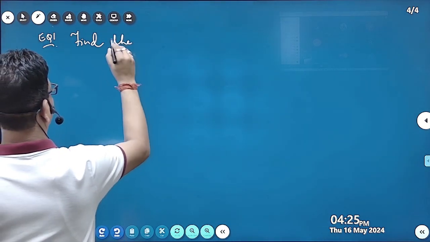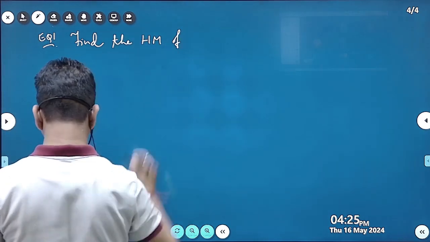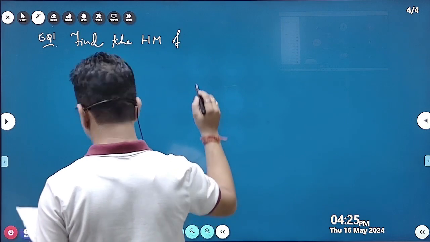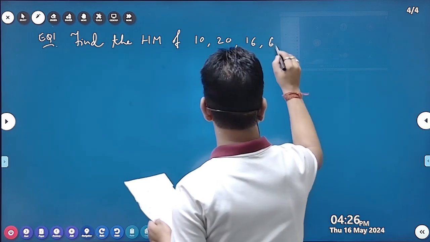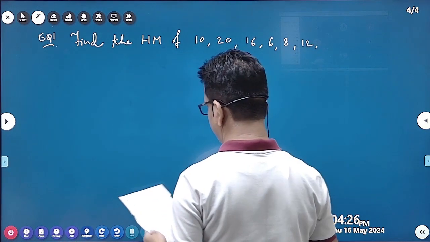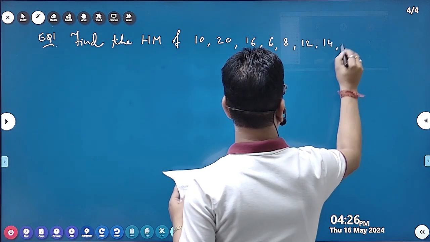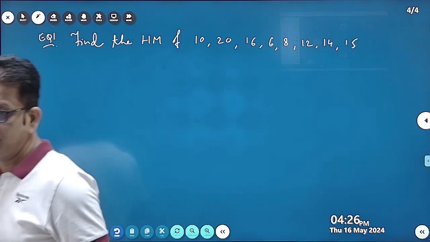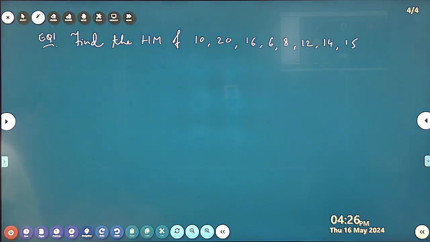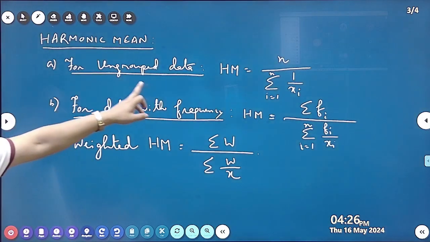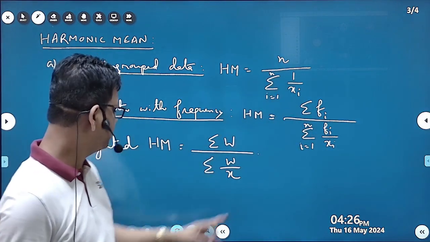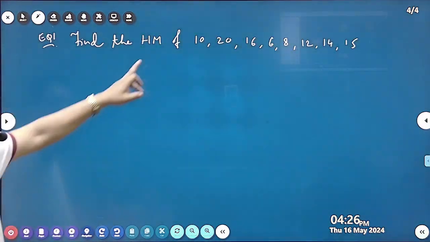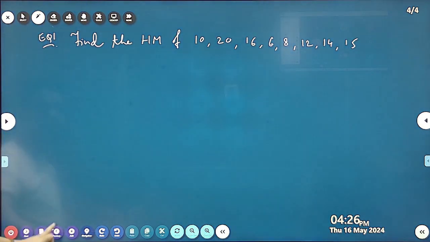Find the harmonic mean of, suppose I am taking some numbers randomly, like 10, 20, 16, 6, 8, 12, 14 and 15. So this is the first type, where the data is ungrouped. Just have a look at this. For ungrouped data, frequency is not there. There is no frequency, just direct numbers. So this is the first formula.